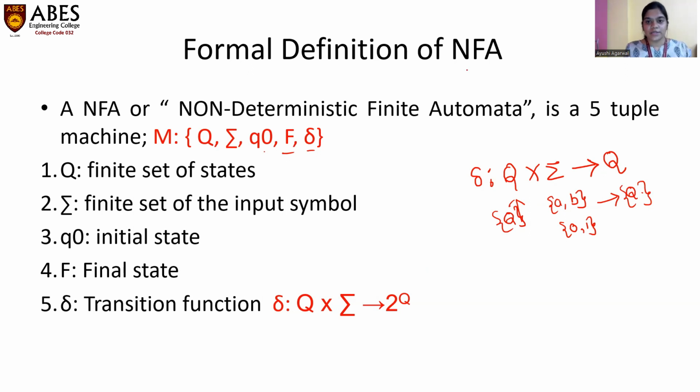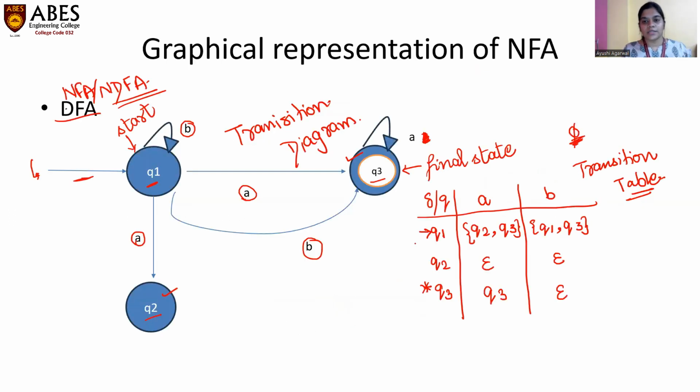But in case of NFA, we state the transition equation as Q cross sigma gives 2 to the power Q. This states that there are multiple states for one single input. That is what we have seen in the transition table in the previous slide. So let's see how we can write the transition function for any NFA diagram. We have stated the equation as Q cross sigma gives 2 to the power Q.